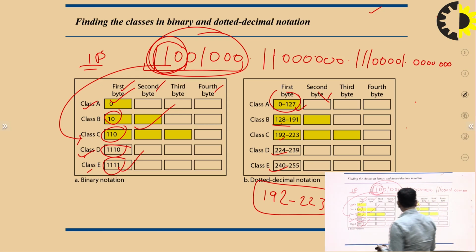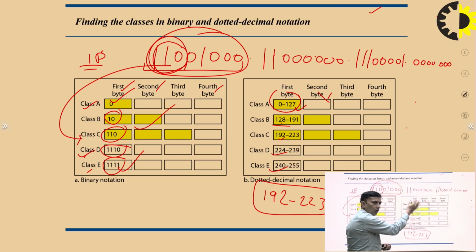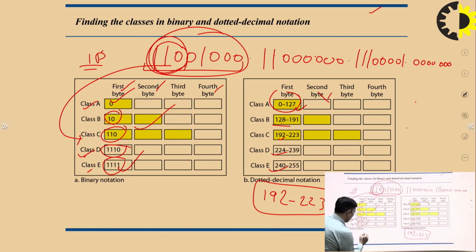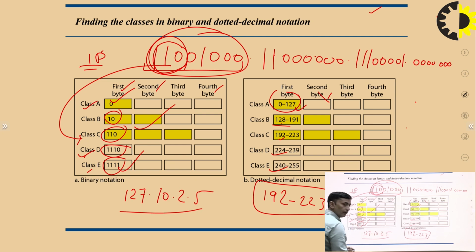Suppose I have no idea about this number, I have not remembered it. I only know this trick, 0, 10, 110. And suppose we are given a particular IP address like this one, 127.10.2.5. And I am asked, please tell me the class of this IP.